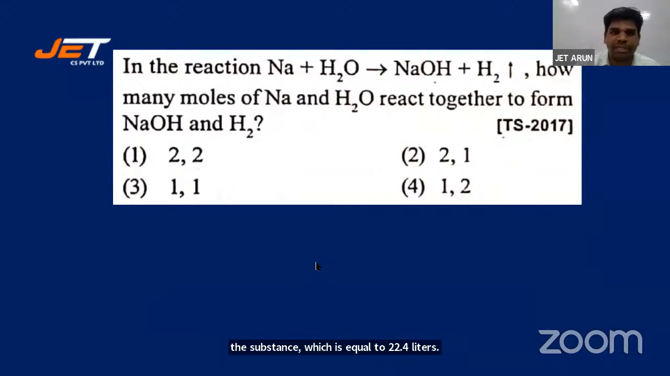In the reaction, Na plus H2O gives rise to NaOH plus H2. How many moles of Na and H2O react together to form NaOH and H2? Again, a question on balancing of equations. If balancing comes, you will be able to attempt most questions confidently.